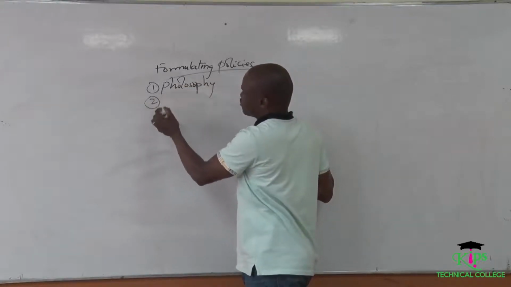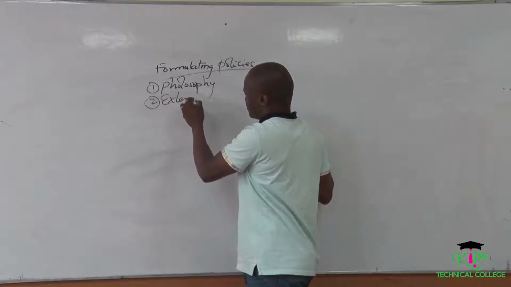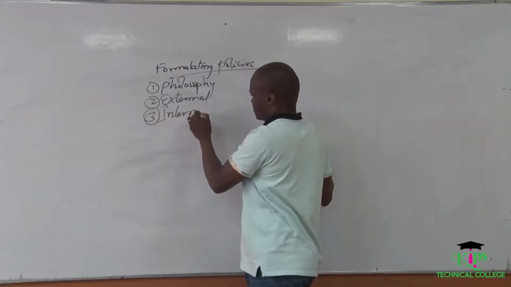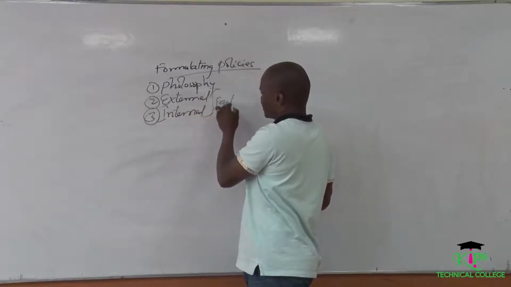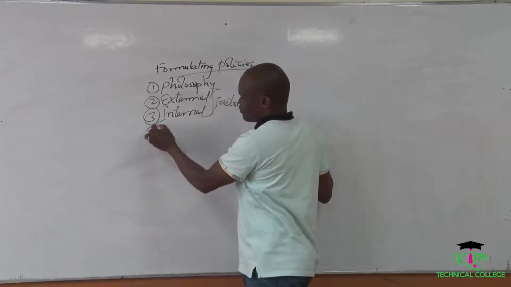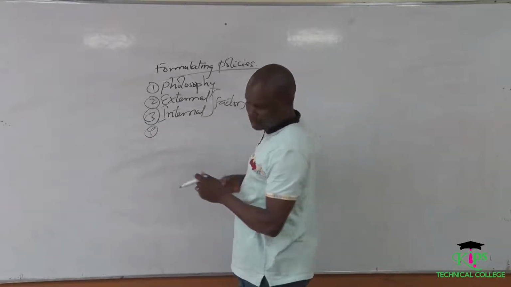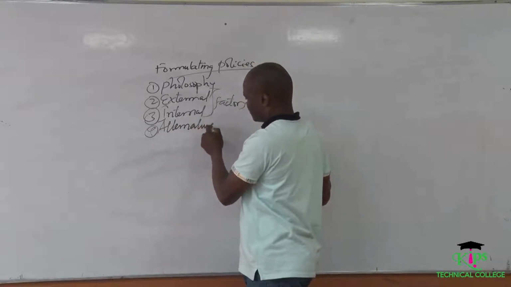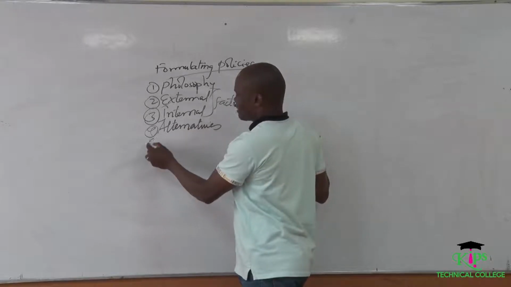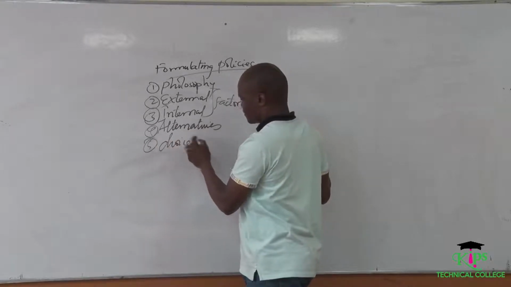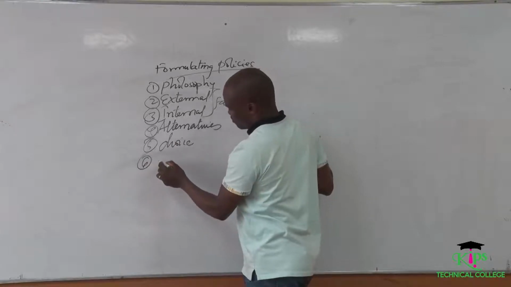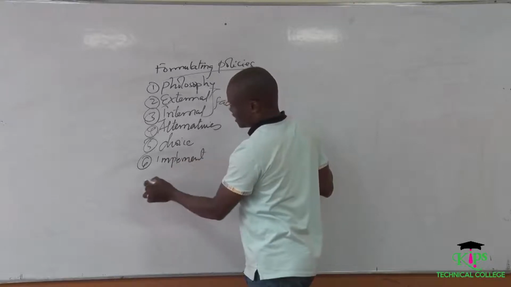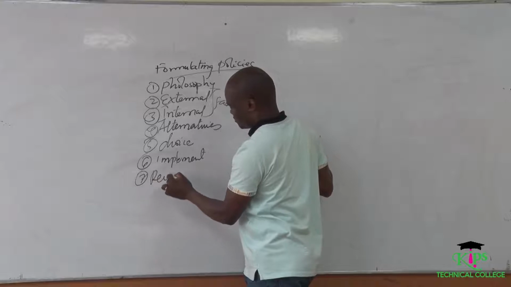After philosophy, it goes down to external. Number 3 is internal, and all of them are factors. Then number 4, it is evaluation, from coming up with alternatives. Then number 5, we make a choice of the alternatives, and then number 6, we implement. And then number 7, we review.